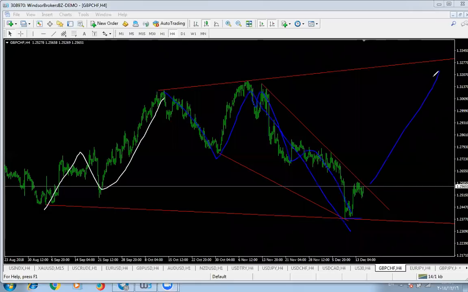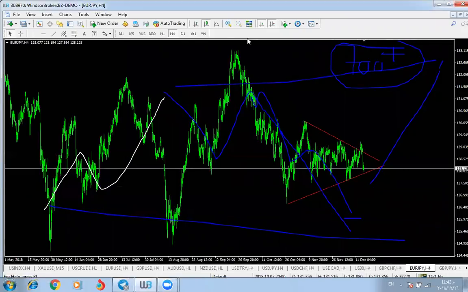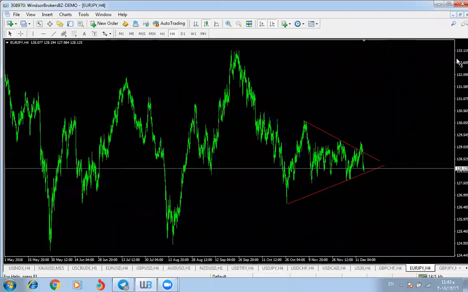So you have about 700 pips to the upside. So you can buy the pound chief from the current price, targeting 700 pips to complete this expanded flat for the pound chief. Let me show you the euro yen.